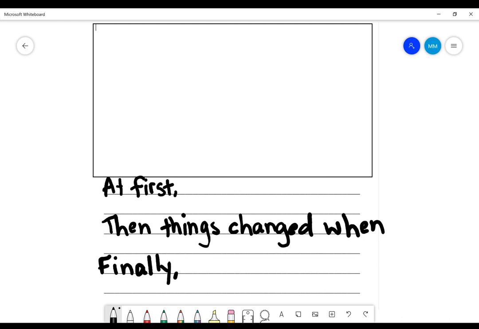Then for the middle of the story, I could say next, second. I used then, and I have part of my sentence already. So at first tells me what's happening at the beginning, then tells me what is happening in the middle. And if I'm talking about the end of the story, I could say at the end, finally, last. So when we are talking about the end, we could use those kind of words to let us know that we are wrapping up our retelling of the story.